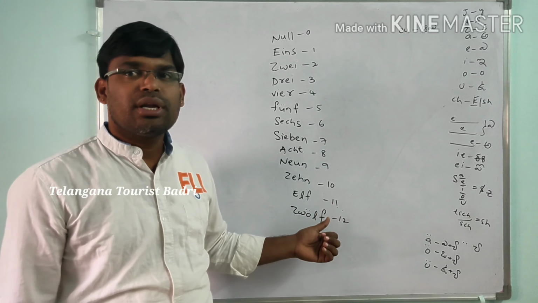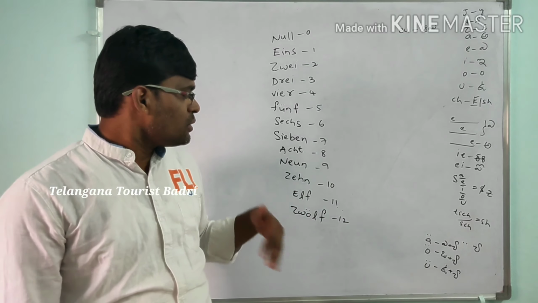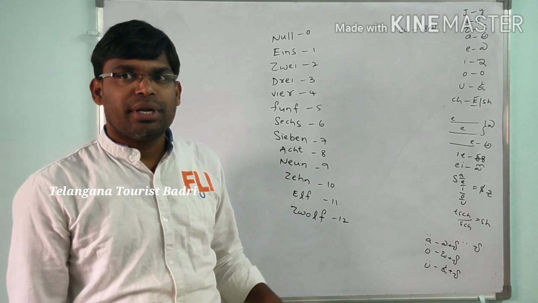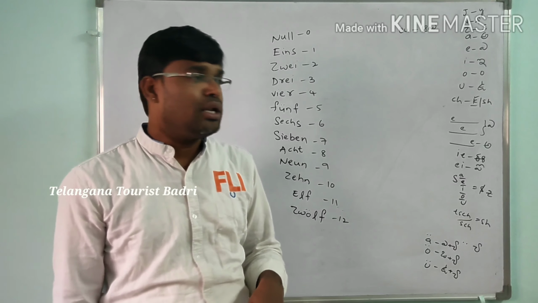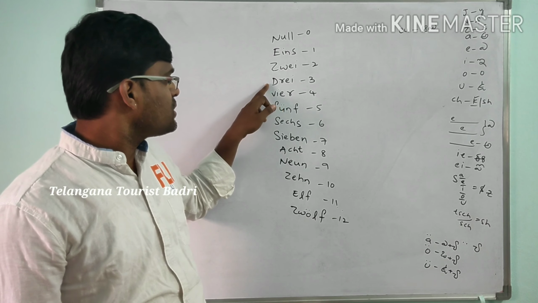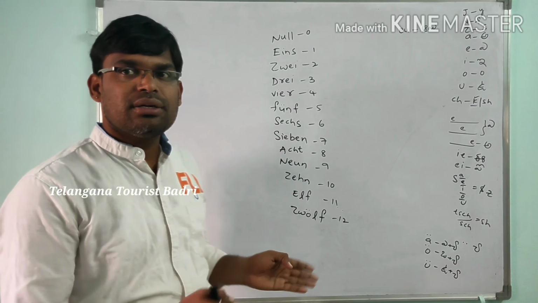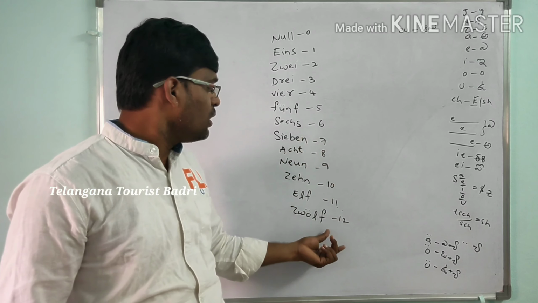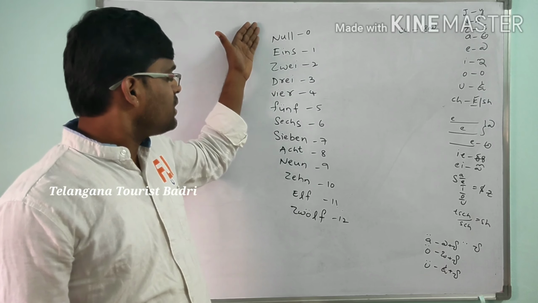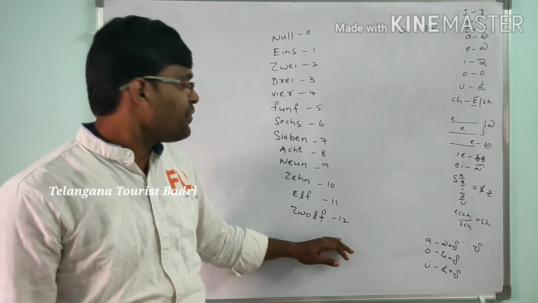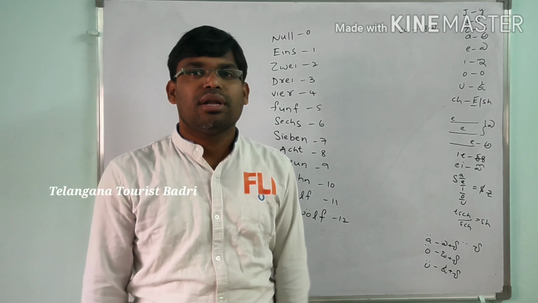The next class we will do the numbers from 13 to 100. For those numbers, it's just a combination. For example, if you want to say 13, 13 is nothing but 3 plus 10. So 3 is drei, 10 is zehn. So drei, zehn. It's a combination of these numbers, but practice this 0 to 12 perfectly. So next class we'll do the numbers.